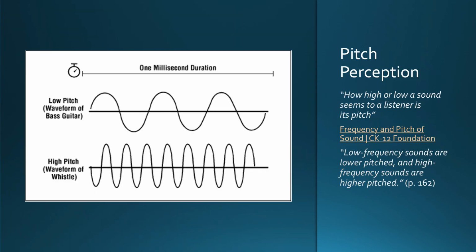So how do we perceive pitch? Pitch is how high or low a sound is. Obviously, we perceive different pitches. Everything isn't at the same pitch. So lower frequency sounds, as you can see on the left, are lower pitched, and high frequency sounds, as you can also see on the left, are higher pitched. So that's essentially the difference in why we perceive things as lower pitched or higher pitched.